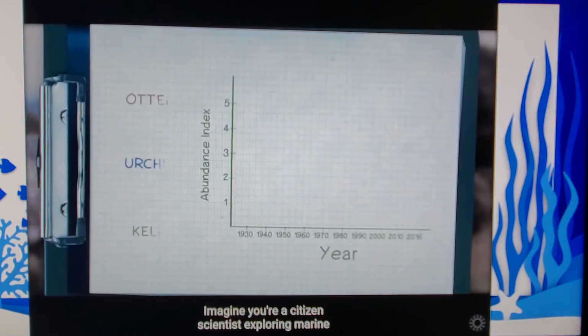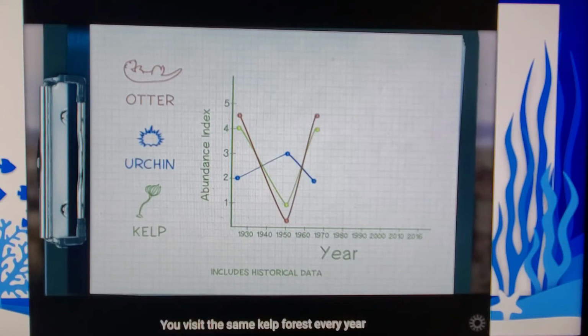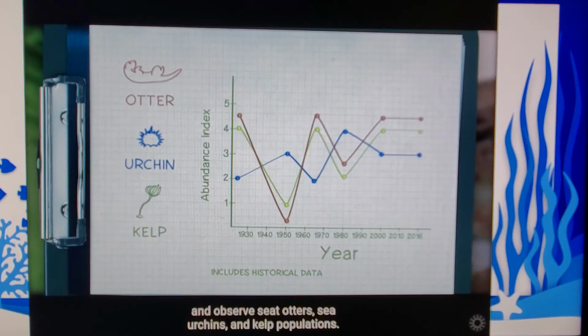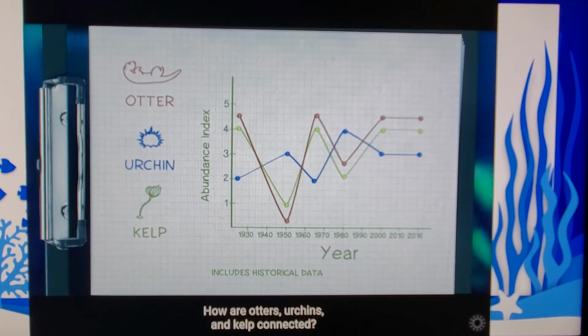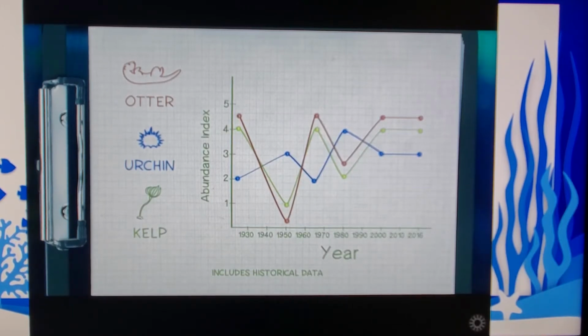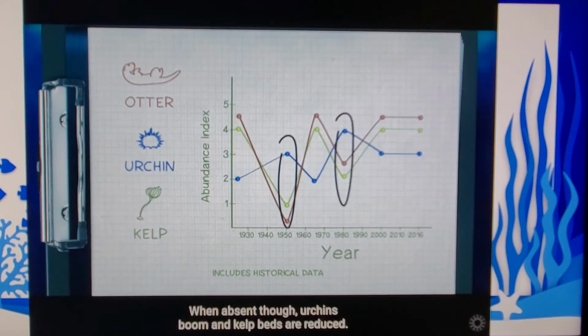Imagine you're a citizen scientist exploring marine ecosystems on the California coast. You visit the same kelp forest every year and observe sea otters, sea urchins, and kelp populations. Looking over your field notes now, what trends do you see? How are otters, urchins, and kelp connected? Take a moment to pause the video and examine your graph. Here we see the impact sea otters have as a keystone species. When otters are present, urchin and kelp populations are stable. When absent, though, urchins boom and kelp beds are reduced.